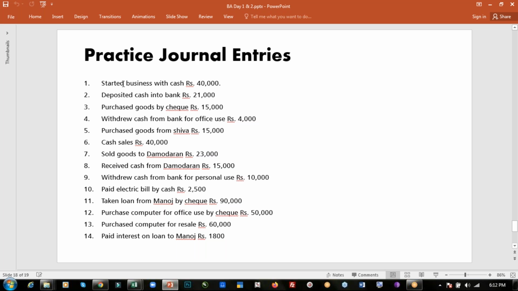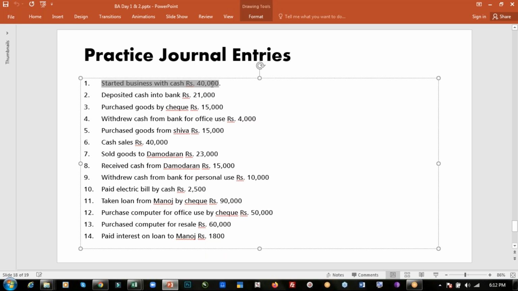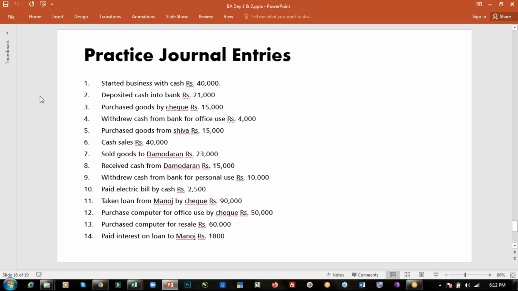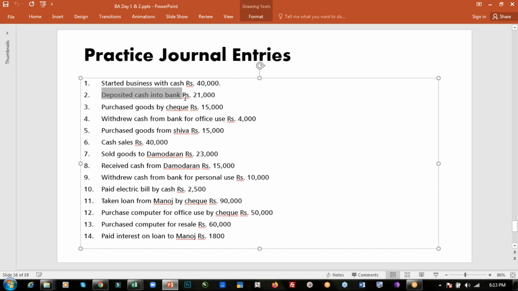Yes, guys, most of your answers are correct. Because it is a business start entry, cash is coming into the business. So cash we have to debit as per the real account golden rule. And in business start transactions, capital always goes to the credit. That's why cash account debit to capital account will be the transaction entry. Now the next is deposited cash into bank. What will be the entry for the second point?